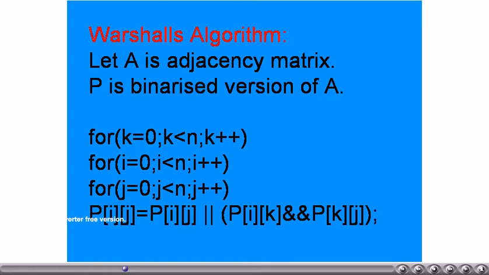So this is the background behind Warshall's algorithm. The algorithm is shown in the slides. Let us assume that is the adjacency matrix. P is a binarized version of A. So that is the starting matrix for this algorithm. And then by applying these three for loops, the matrix P, that is the path matrix, will be calculated. Next slides will demonstrate how the same works on the graph selected.